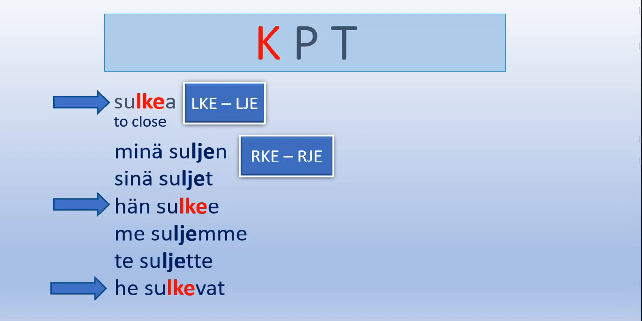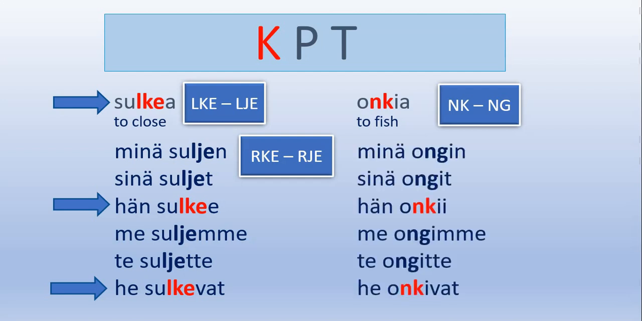One more example of gradation with the consonant K is this one here, when we have NK. K changes into G. And the example verb here is onkia, to fish. Minä ongin, sinä ongit, hän onkii. Me ongimme, te ongitte, he onkivat. And again, these three forms, the infinitive, third person singular and third person plural, they have the strong form.